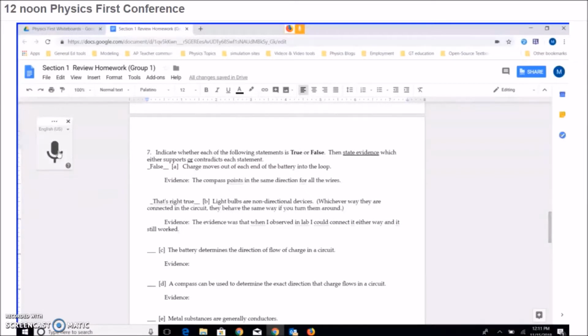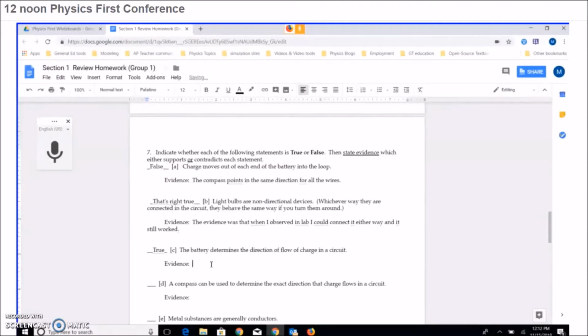Yeah. Okay. Next one. The battery determines the direction of flow of charge in a circuit. True or false? True. And what's your evidence of that? What did you see that the battery was able to affect the direction?